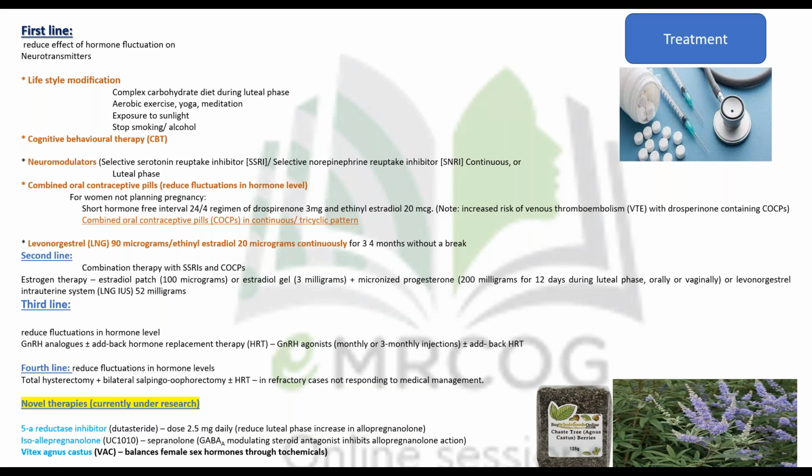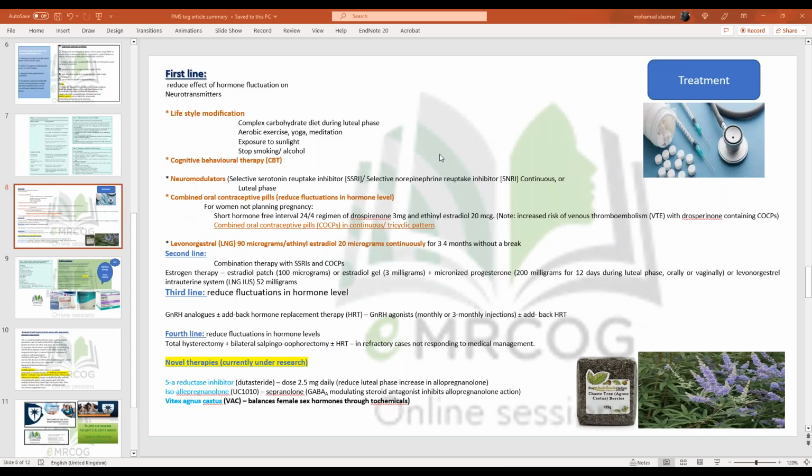So how about the third line of treatment? The third line of treatment is also aiming for reduced fluctuation of hormone levels by using the GnRH analog. I have here a note on the GnRH analog. When I use it in a female that is not menopausal yet, that will be inducing menopause in her, right? It's a medical menopause. Then how can I use it?